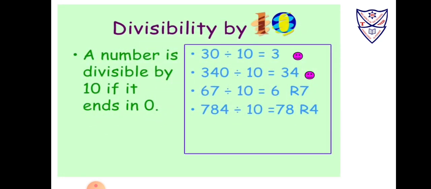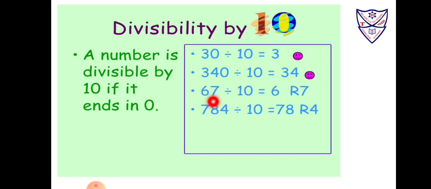Now divisibility by 10. What is the rule for divisibility by 10? A number is divisible by 10 if it ends in 0. If the unit digit is 0, then the number is divisible by 10. So here 30 is divisible by 10. 340 is divisible by 10.